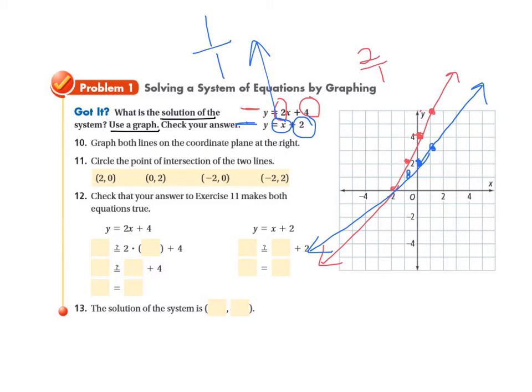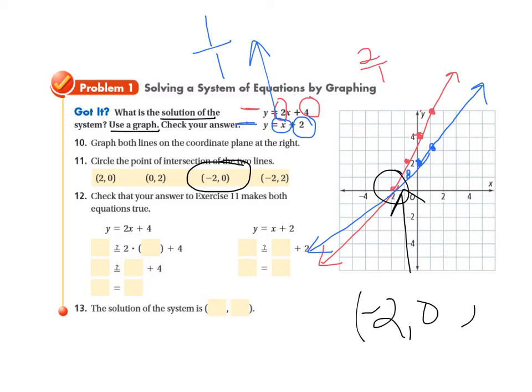All right, now I'm looking. My solution is the point where these two lines cross. So this is the ordered pair, -2, 0. So the point of intersection, that's my solution to the system, is -2, 0.